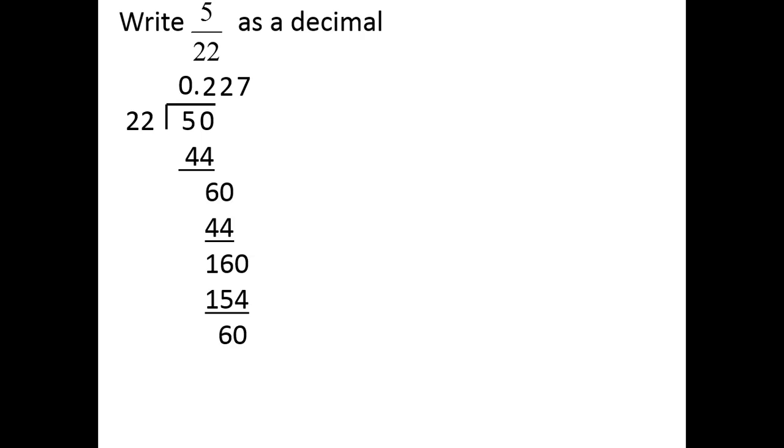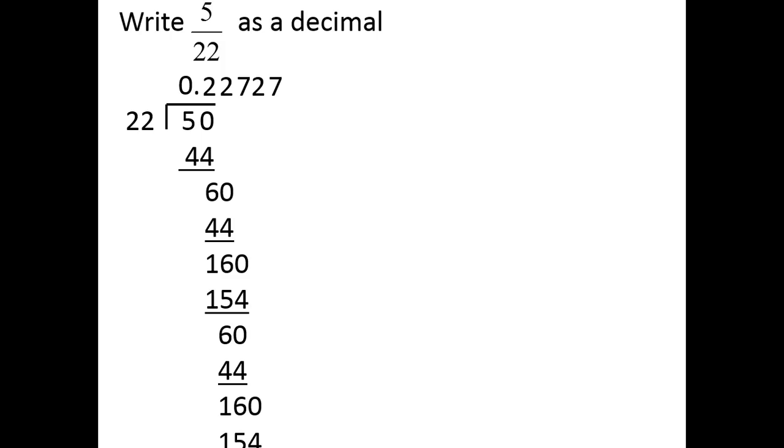Now that's interesting. Do you see the 60 that we just got when we subtracted? We got that same 60 when we subtracted before. So that means we're on to something. We're going to see that repeat happening. 22 goes into 60 twice. 22 goes into 167 times. All right, so we definitely have something repeating here.